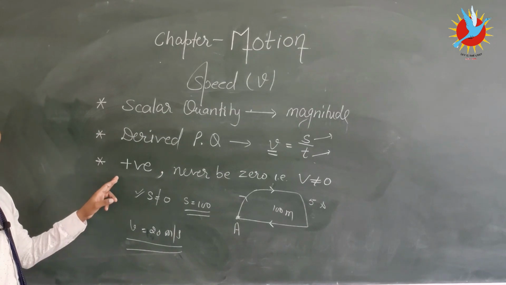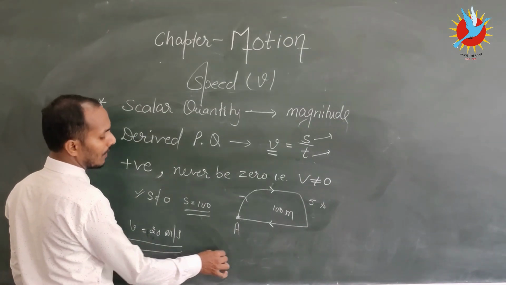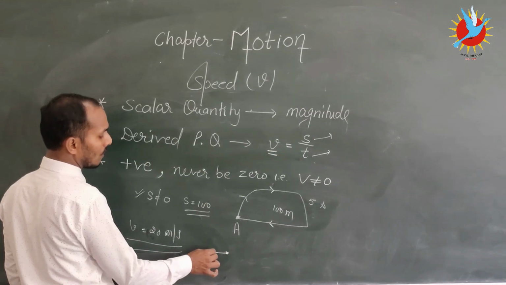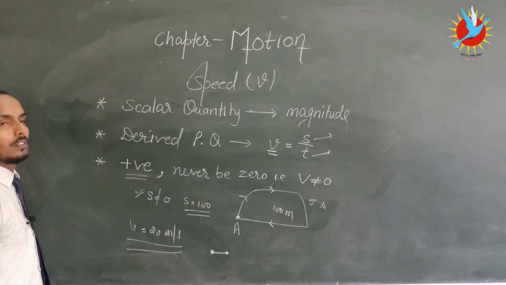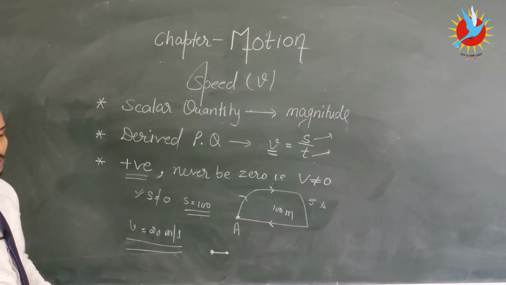Okay, it is always positive. Why always? Because if a body is in motion, then definitely it covers some distance, and distance is always positive, so speed is also positive. So these are some properties of speed.